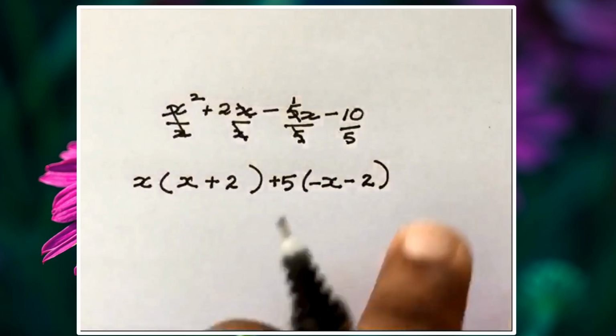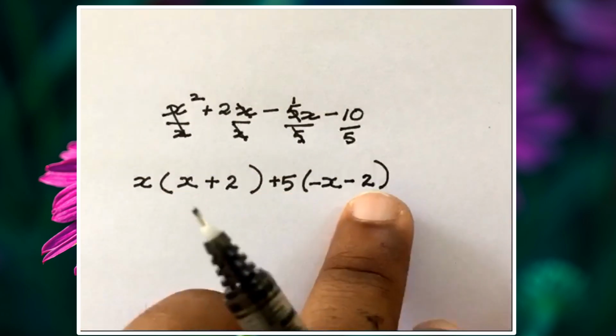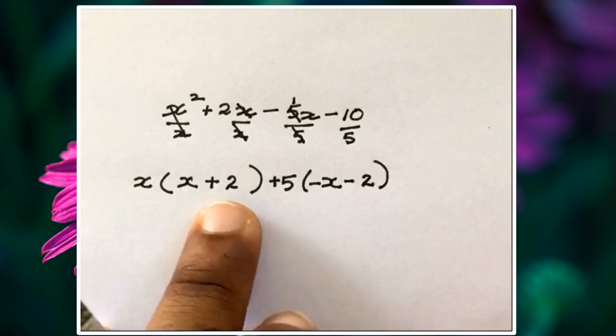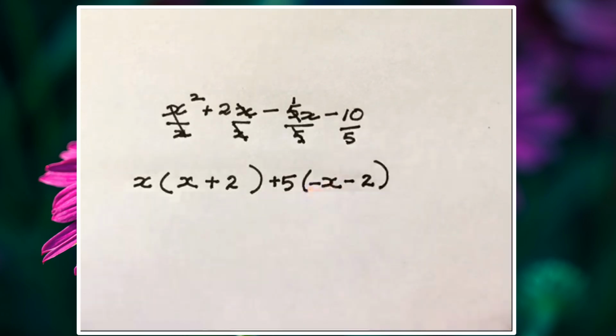Let's look at what we have before. Are the brackets the same? x plus 2, minus x minus 2. No, they're not. But we can do something. We don't need to fret. We're not going to struggle. We're going to get through this.